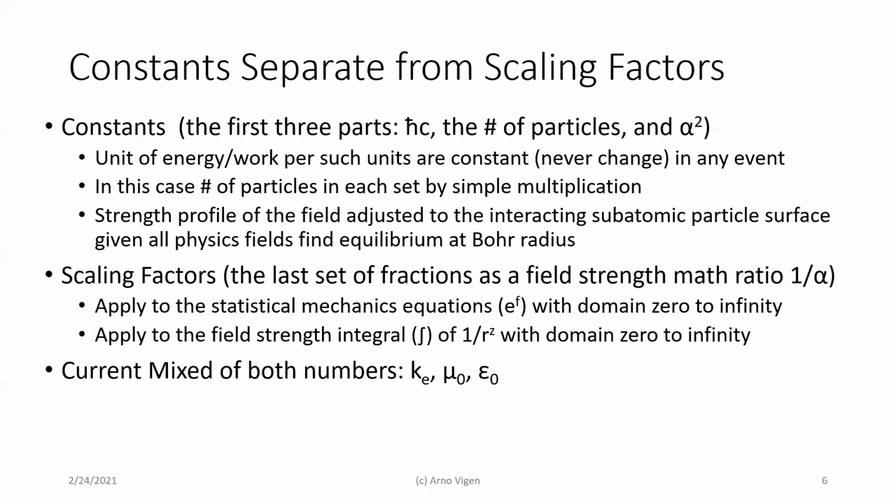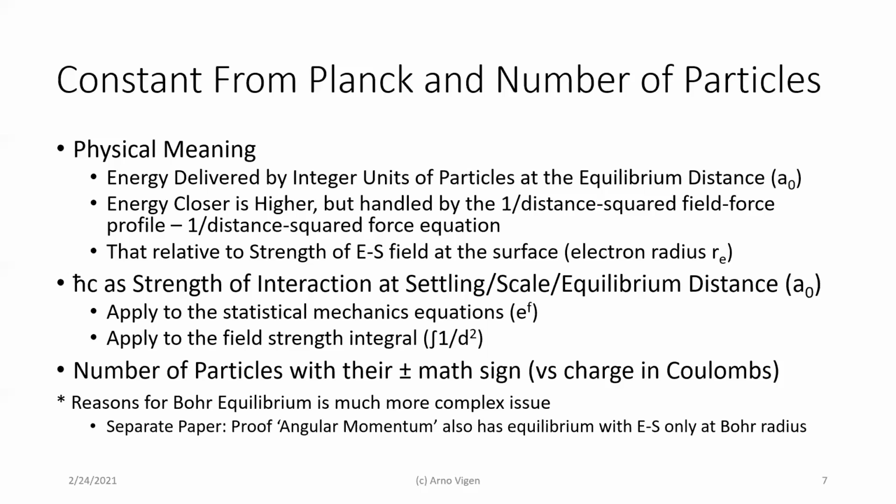So by separating these mixed constants from the scaling factors, I can get first pure constants that are really strength of fields, okay? Then I can get scaling factors, which are things that tell me a position within a field, inside a field, as its strength, which means I now have much more flexibility. And I want to eliminate all the current mixed numbers: Coulomb's constant, permittivity of space, magnetic constants, electric constants.